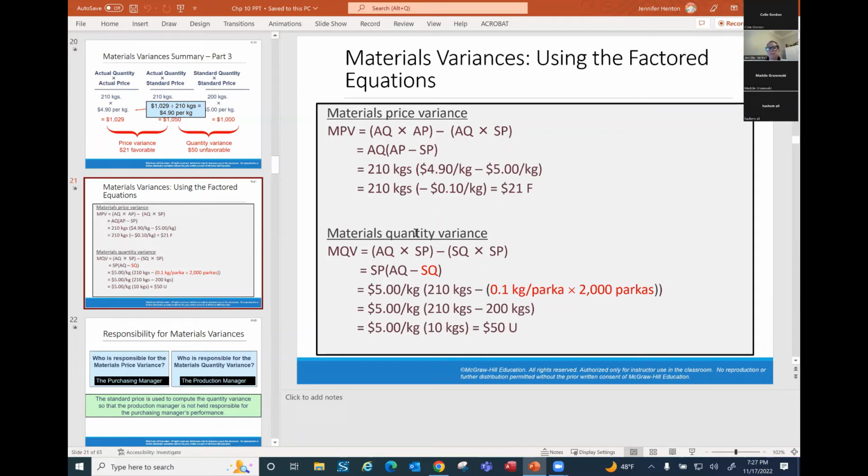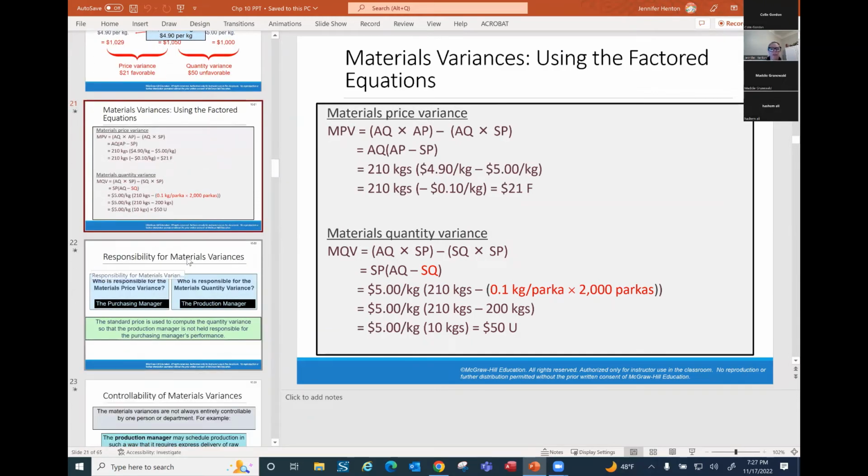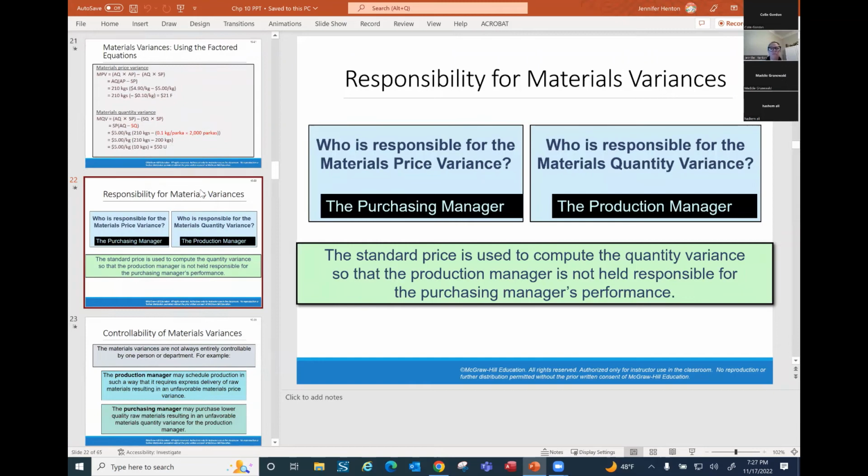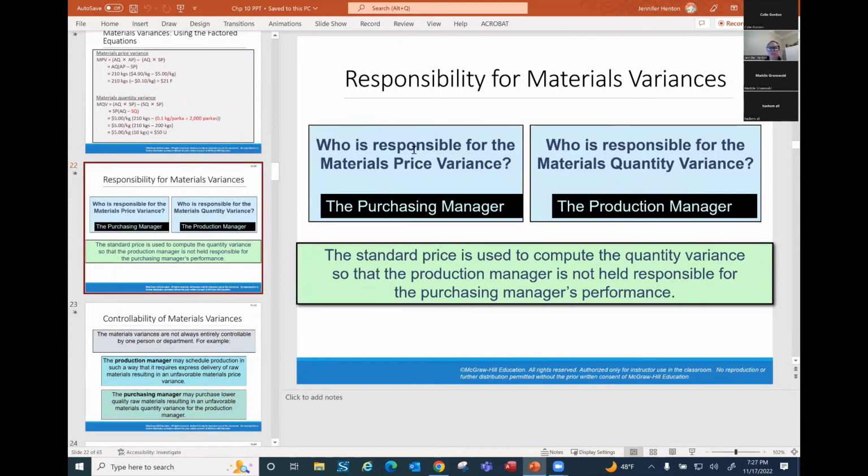We can do the same thing for the materials quantity. Actual quantity times standard price minus the standard quantity times the standard price. Well, standard price is the same. So I'm using the standard price and I want the difference between the actual quantity and the standard quantity. So I'm taking the $5 and then I'm multiplying that by that 10 kilograms to come up with the $50. And that's unfavorable because the actual was a little higher. So it's just a little bit different way to look at it and make the calculation. So whichever way is easier for you, that's how I would figure out the calculations.